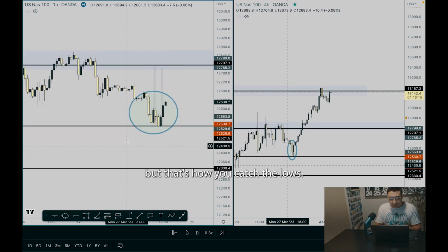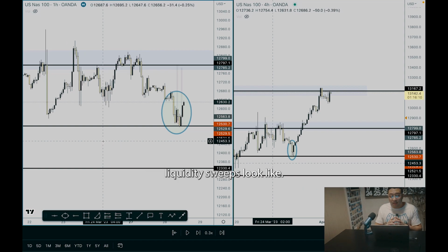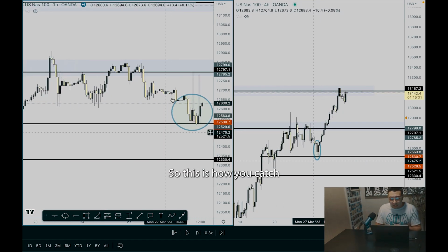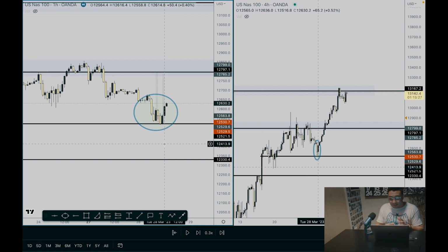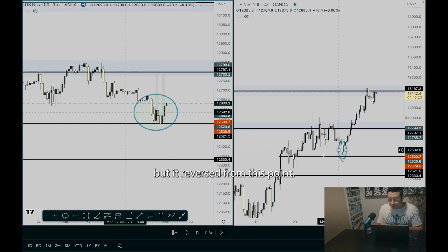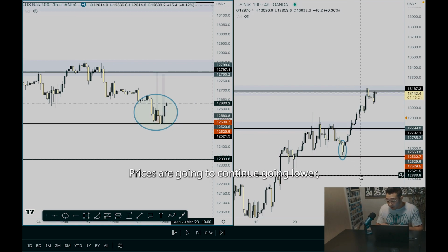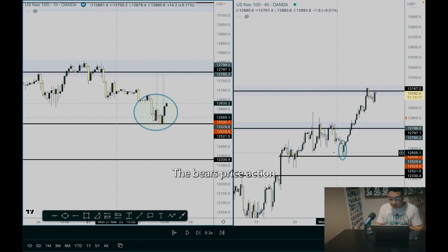But this is how you catch the lows. You have to have a point of interest, you have to understand what liquidity sweeps look like, and you have to understand what price action needs to do, what the market behavior needs to do in order for you to successfully execute and to catch these types of entries. So this is how you catch the lows for overall reversal trades. Now this is a continuation, obviously, because the trend is bullish, but it reversed from this point. Price is going to continue going lower, but we found support and then it reversed the bearish price action and continued going higher.